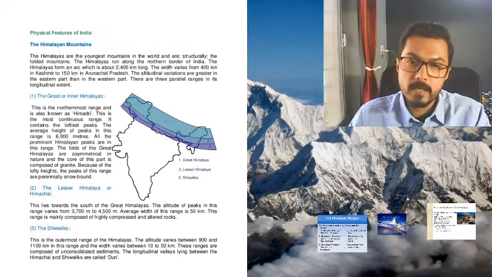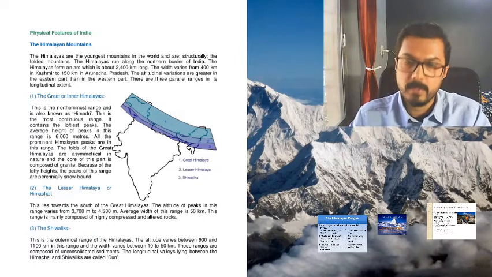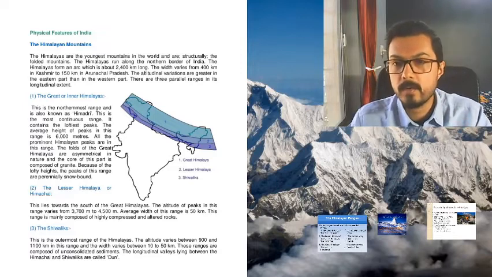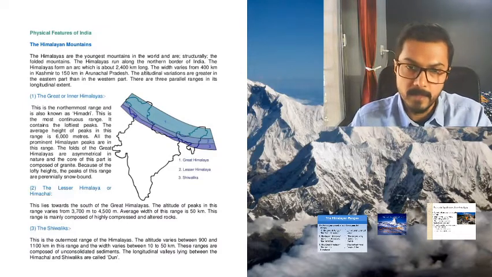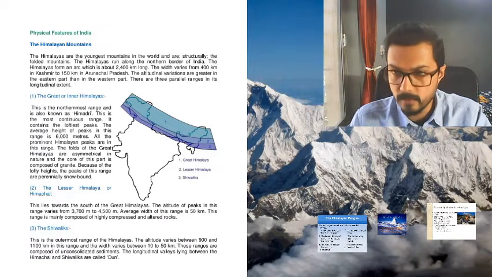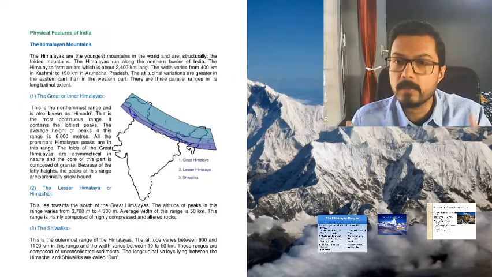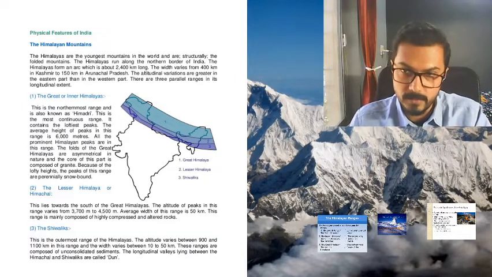The lesser Himalayas, or the Himachal, that is numbered as 2 over here, lies to the southern part of the greater Himalayas, and the altitude of the peaks over here is in the range of 3,700 to 4,500 meters. The average width of this range is about 50 kilometers. So the width of these middle Himalayas, the lesser Himalayas, stretches for about 50 kilometers, and it mainly consists of compressed rock and altered rocks, again because of the fold mountain origin of this range.